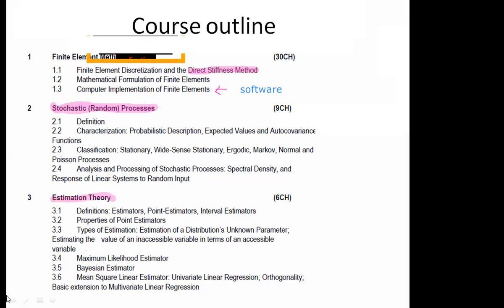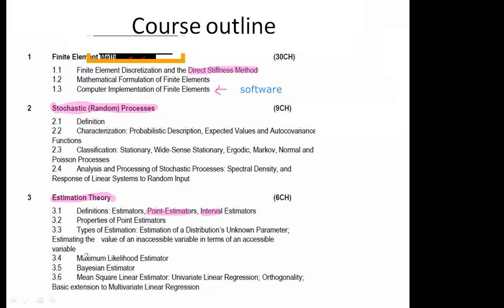So under estimation theory, we look at methods of estimation of parameters. For instance, we look at point estimation and interval estimation, and then we look at the properties of point estimators. For instance, unbiasedness, efficiency, sufficiency, and so on.